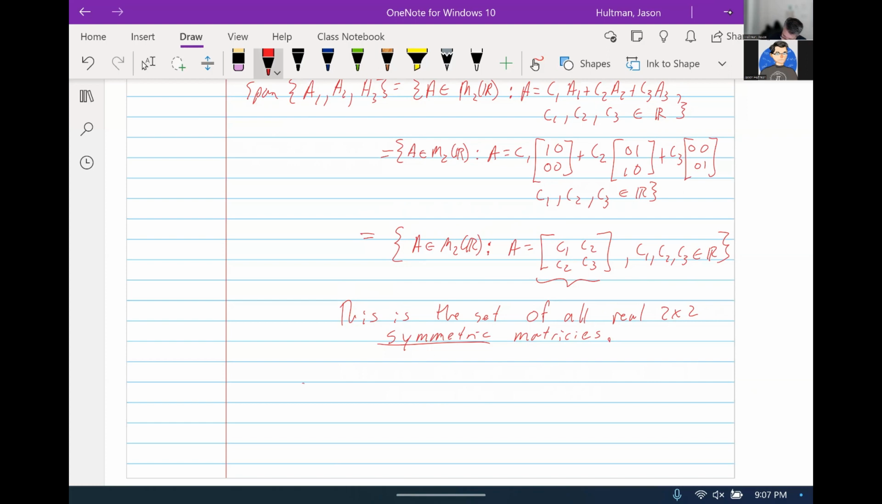So we would say that the span of A1, A2, A3 is equal to the set of all real 2 by 2 symmetric matrices.